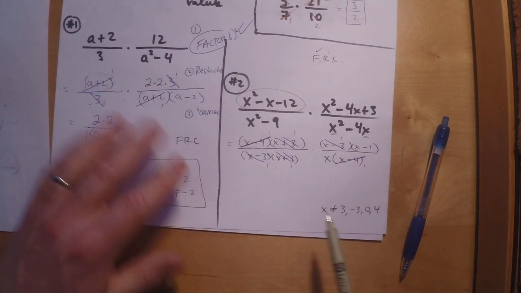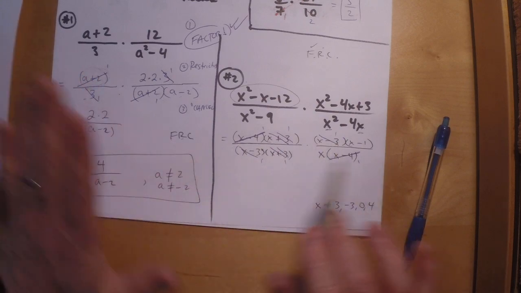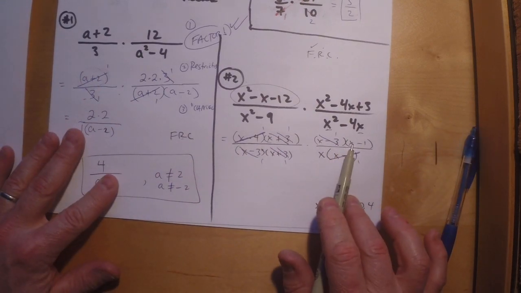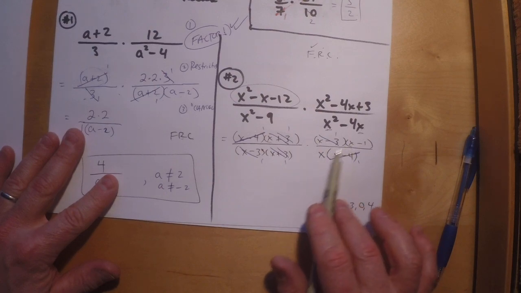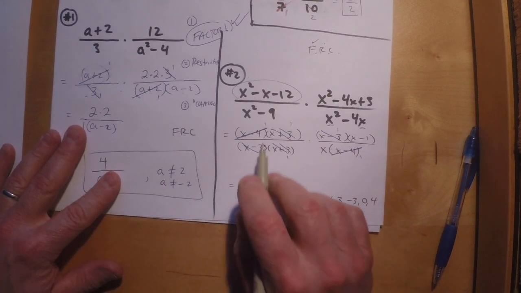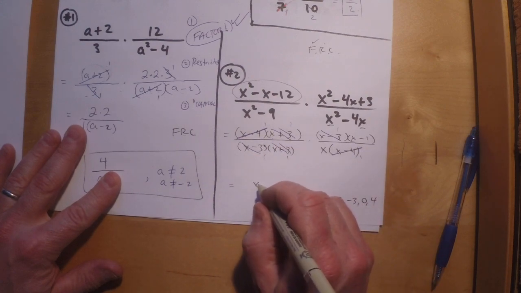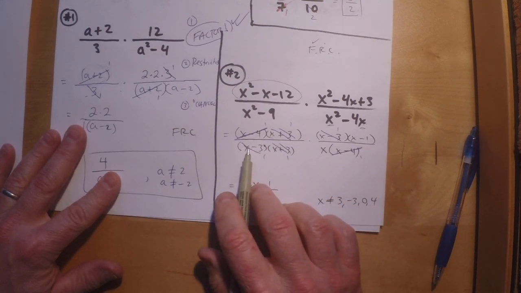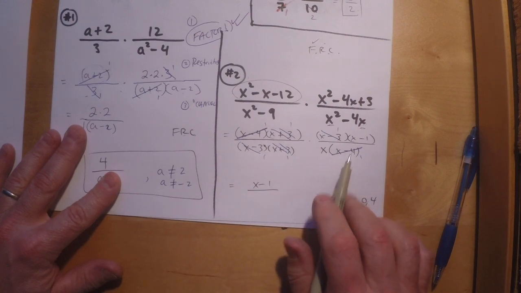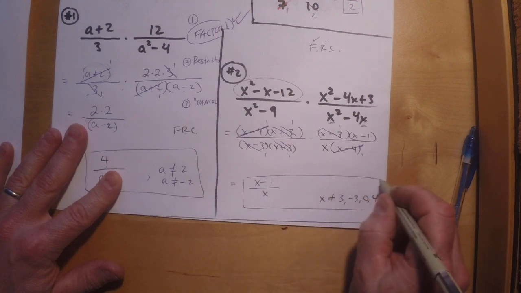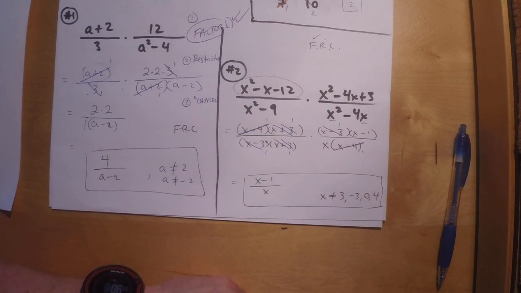And now what am I left with? Those are the only packets that are identical. These x's are so far off, even though you think, well, why can't I cancel those x's? You cannot. So you're left with, on the numerator, 1 times 1 times 1 times x minus 1, which is just x minus 1. On the denominator, 1 times 1 times x times 1, just left with x. And that is your final simplified version.